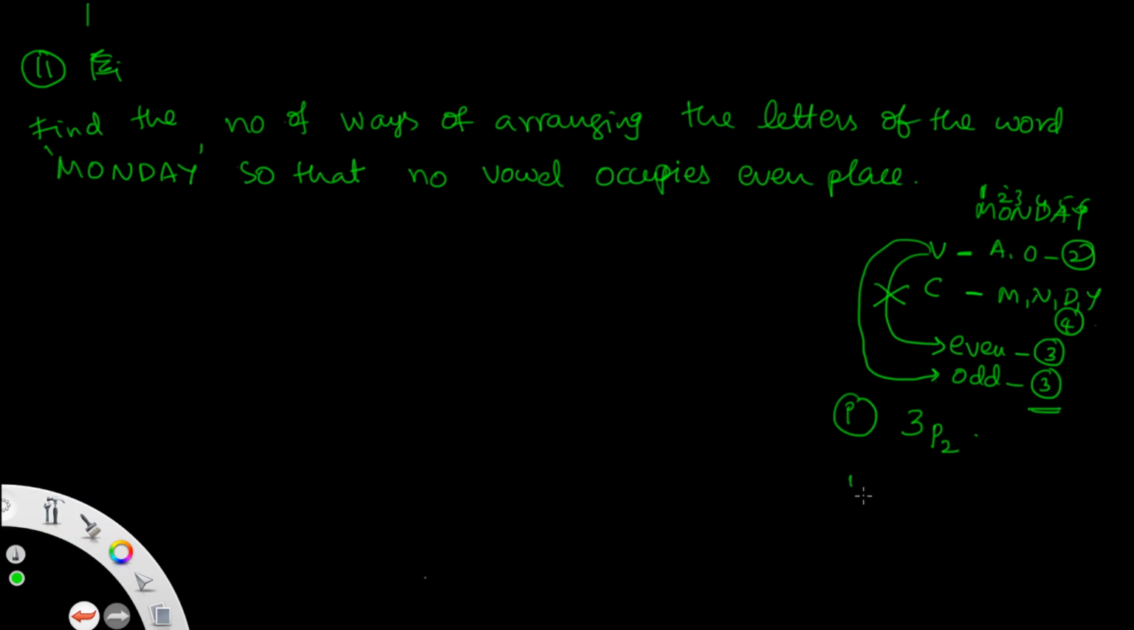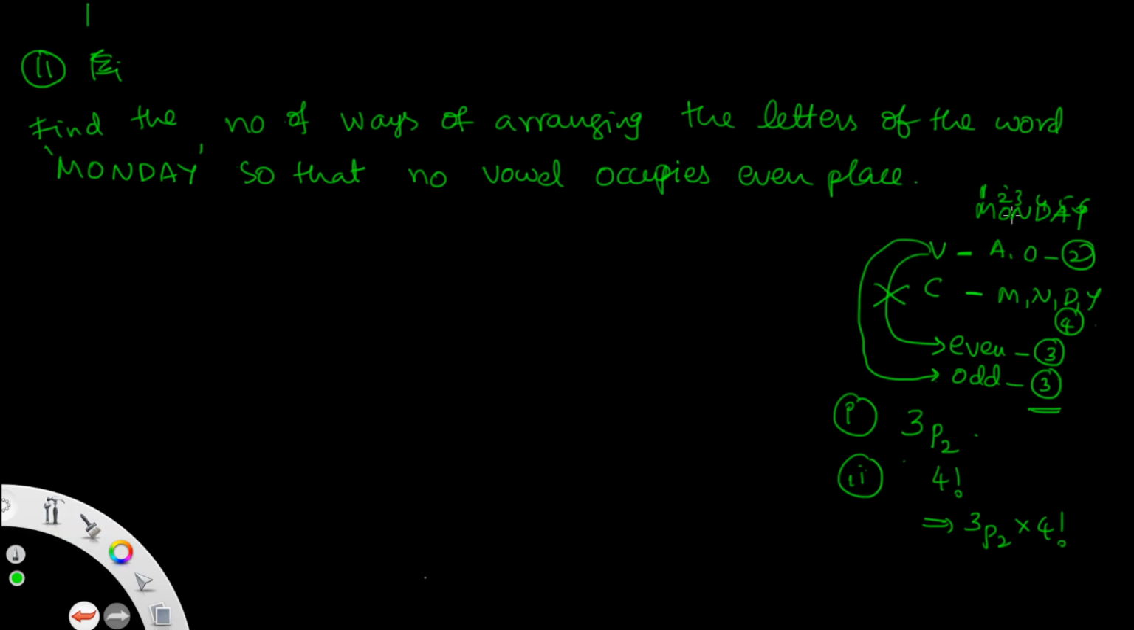And the second case: once the vowels' placement is over, then go to the consonants. How many consonants are there? They are different, so the 4 consonants can be arranged in 4 factorial ways. The keyword is "and", so the answer is 3P2 into 4 factorial ways. The condition should be applied here.